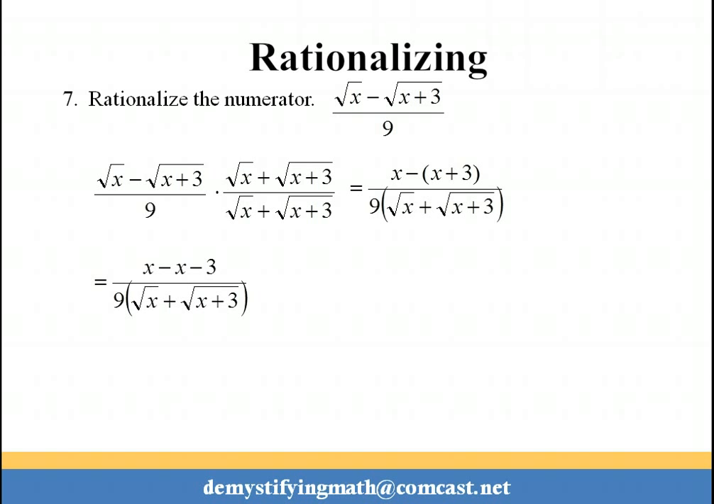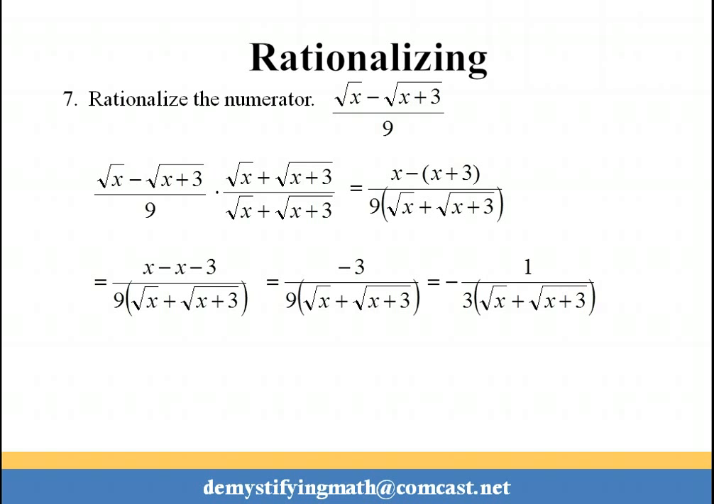Then we're going to distribute that negative to the x and to the 3. So we have x minus x minus 3, which is going to give us negative 3 in our numerator. Then we want to put the negative 3 over 9 in lowest terms. So we end up with negative 1 over 3 times the square root of x plus the square root of x plus 3. The domain for this function is greater than or equal to 0.